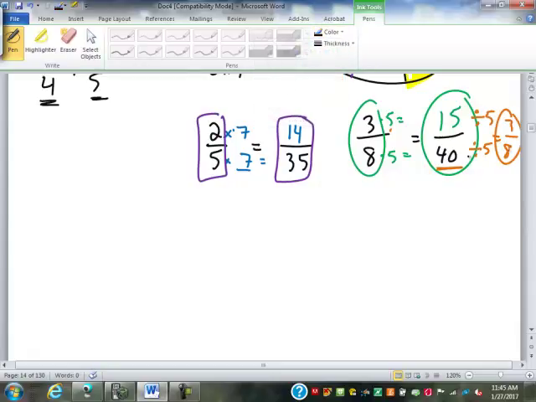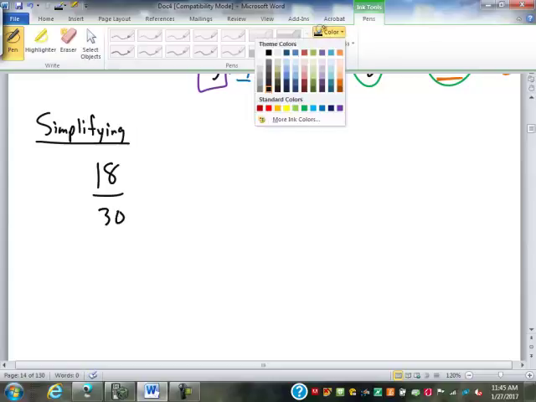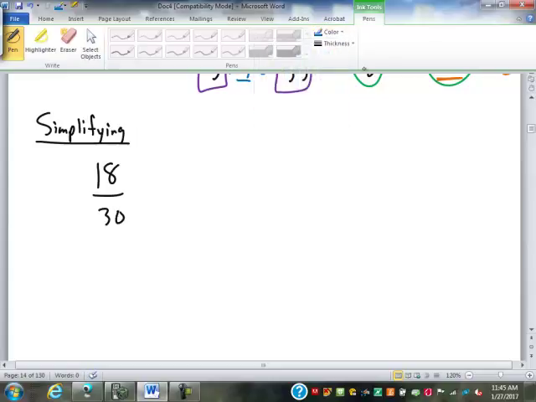So we can, on any fraction, divide the top and bottom by the same number. It's called, bless you, called simplifying. So if I have a fraction like 18 30ths, and I ask you to simplify that, what we're doing is we're trying to find numbers that we can divide both the numerator and denominator by, both the top and bottom by.